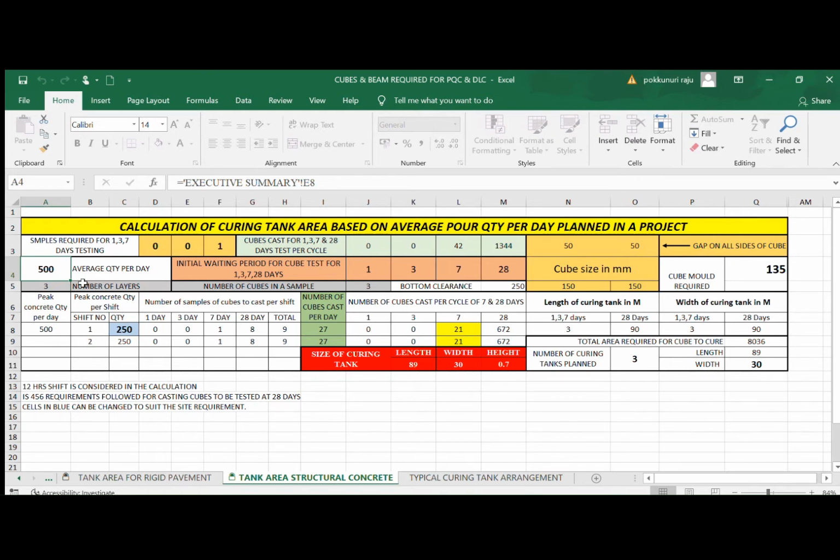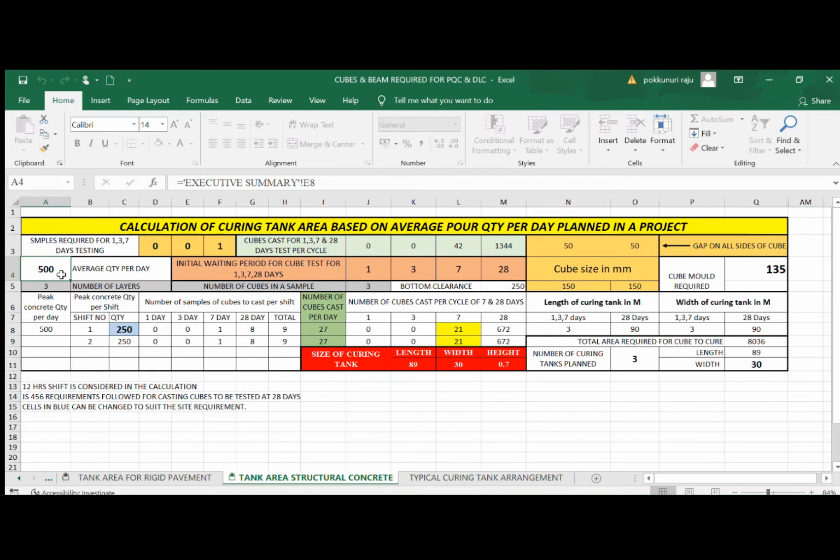For example, if you see cell A4, that is column A, row number 4, you see the number 500. This is the quantity in cubic meters which is planned in a day. Now, you all know that as per IS 456, you have a set of frequencies for sampling of cubes, and those cubes need to be tested for the 28 days strength.